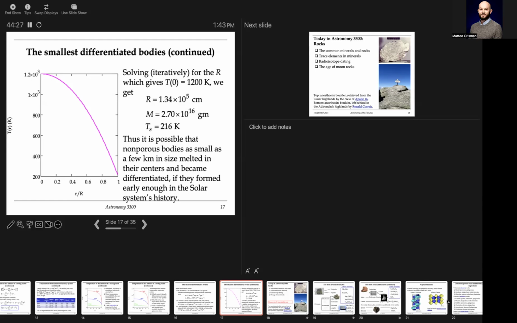Questions, comments, concerns? Okay, so this is essentially how we can use all of this information to find out what the smallest bodies are, right? And how we can think about how heat is transported in the interior with diffusion. Okay. So now let's talk about rocks.